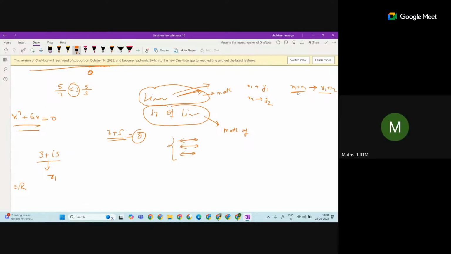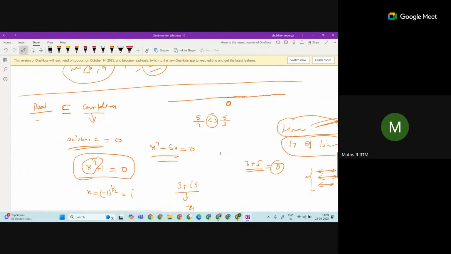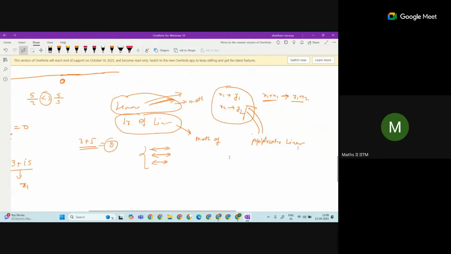Now this term is coming from the linear transformation. This is an application of linear transformation, or even an application of a system of linear equations. I think that's why these two courses are co-requisite, not prerequisite. It means you will understand here and there also.